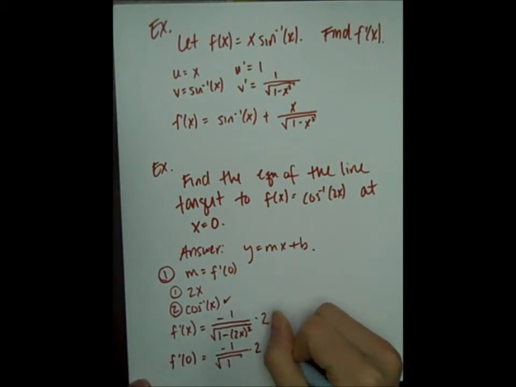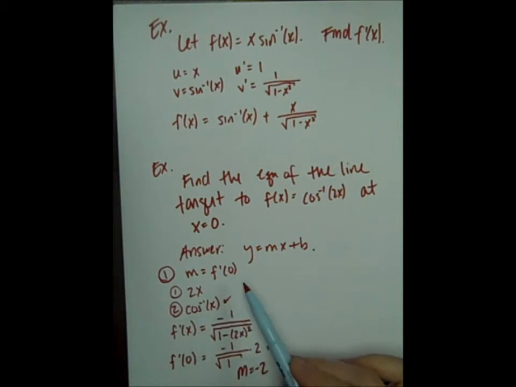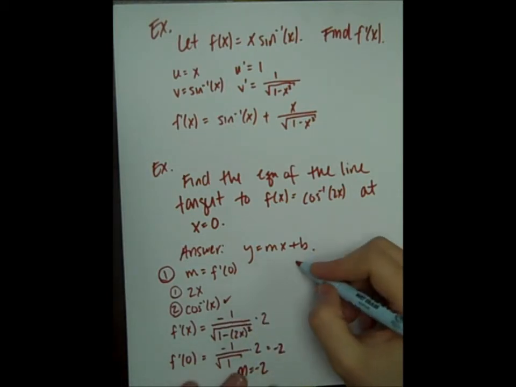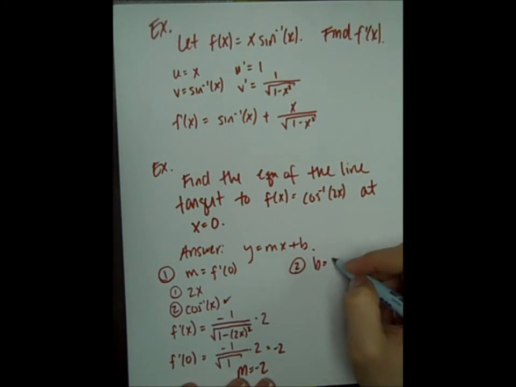So I'm going to get negative 2. That tells me that m is negative 2. So the steps are the same. I found the derivative, plugged in my x value, and that gave me m was negative 2. Now I've got to find b.